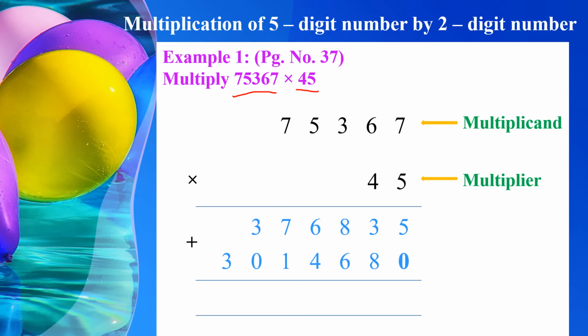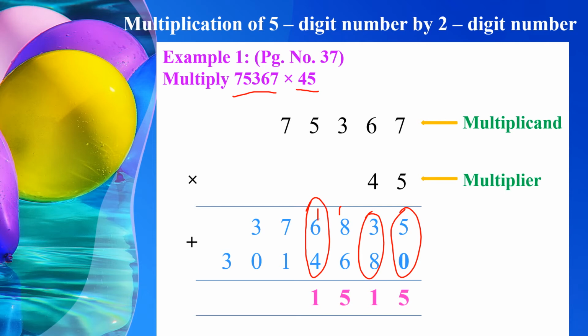So 5 plus 0, which is equal to 5, and 3 plus 8 equal to 11. So write 1 here and keep 1 in the hundreds digit. So 1 plus 8 plus 6, which is equal to 15. Write 5 here and keep 1 in the next position. So 1 plus 6 plus 4 equal to 11. Therefore, write 1 here and keep 1 in the next position. 1 plus 7 plus 1 equal to 9. So 3 plus 0, 3 and also 3.